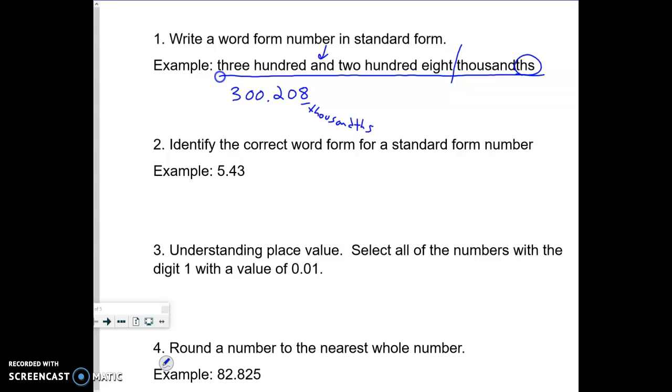If somehow I end up with a number 4 or something like that, and I need to end in the hundredths place, I might need to have a 0 in front of that 4. So that's how we view and identify those problems moving forward.